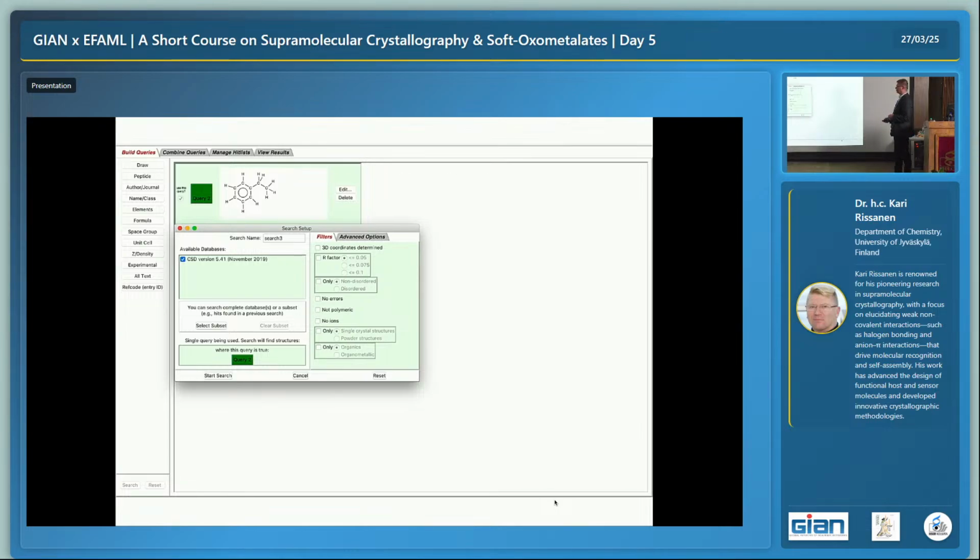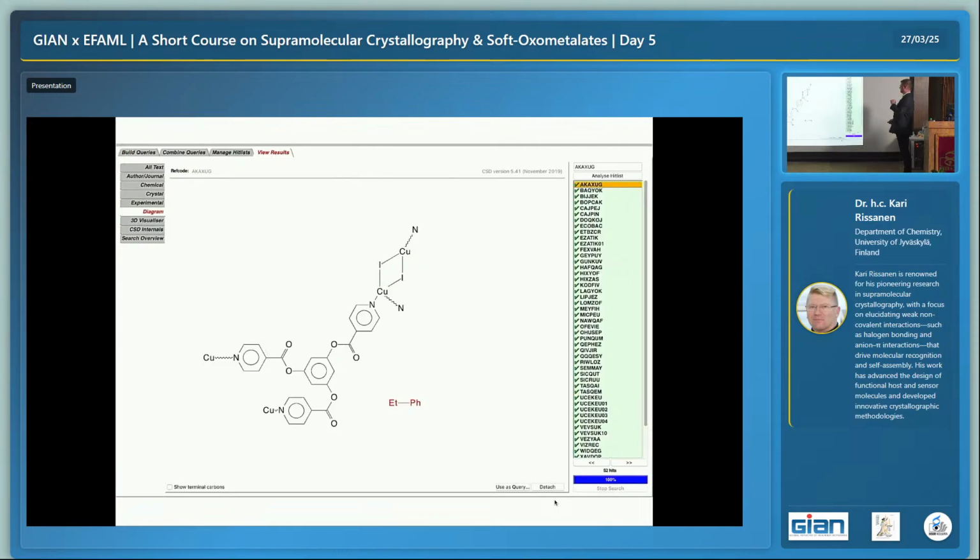Now we do the search again. Click start now. Became interesting. Now it's 52. So only by defining that it's a benzene ring, we kicked out more than 2,350 structures. And now the idea is that now you can see what is ethyl benzene.